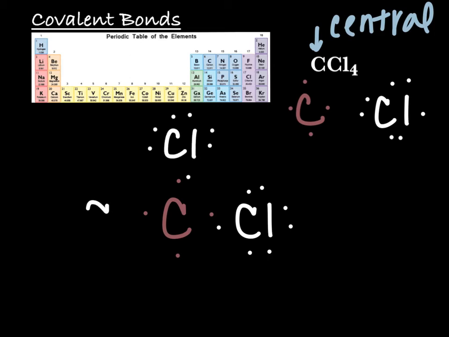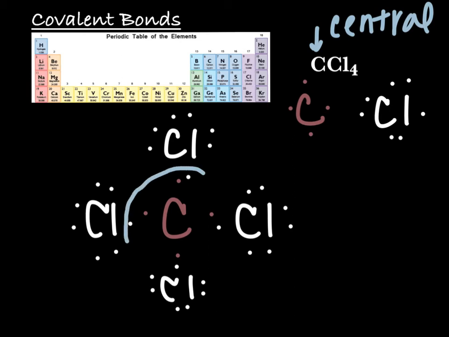And I'm drawing that lonely electron just so that my life is a little bit easier when I am drawing my circles to show how the electrons are shared. So I'm going to start with carbon in the middle. I'm going to circle the electrons on carbon and the lonely electron on each chlorine so that everybody's sharing and everybody's happy. So those two, those two, those two, and those two.